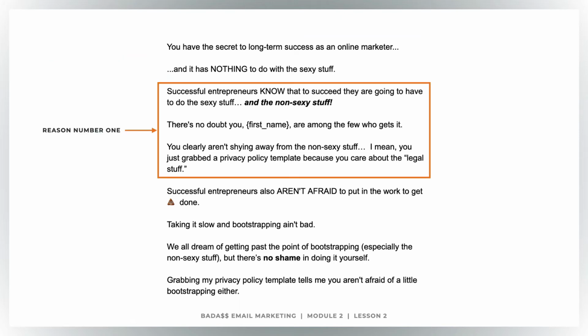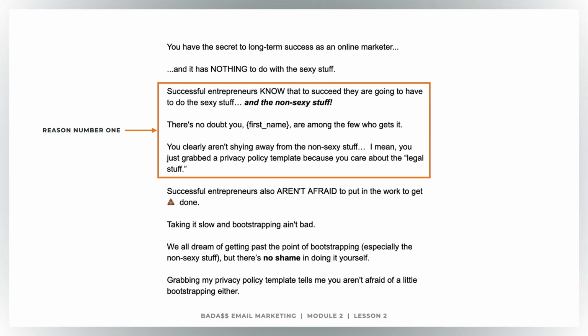And then I go into reason number one. Successful entrepreneurs know that to succeed, they're going to have to do the sexy stuff and the non-sexy stuff. There's no doubt you, first name, that's how my system inserts their first name, are among the few who gets it. You clearly aren't shying away from the non-sexy stuff. I mean, you just grabbed a privacy policy template because you care about the legal stuff.